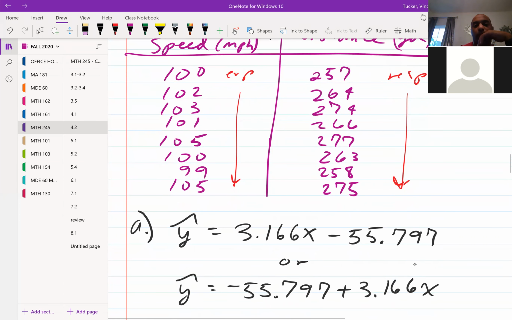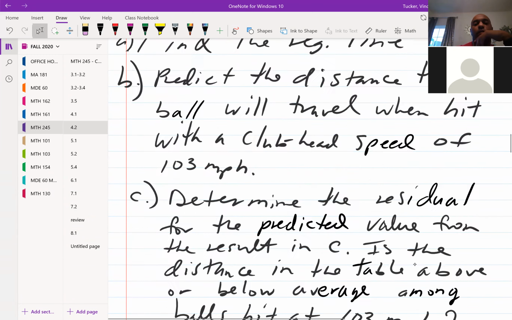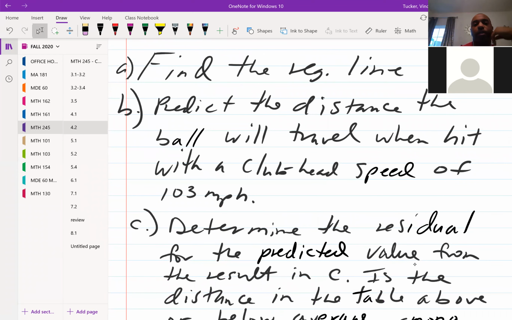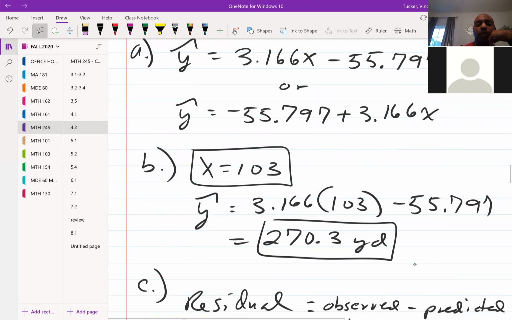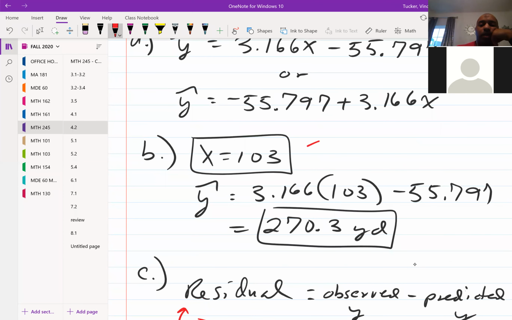All right, any problems with A before we go to B? B said predict the distance the ball will travel when hit with a club head speed of 103 miles per hour. So that means X is going to be 103. Plug 103 into the equation for X. So it's 3.166 times 103 minus 55.797, and that is 270.3 yards. So that's the prediction.